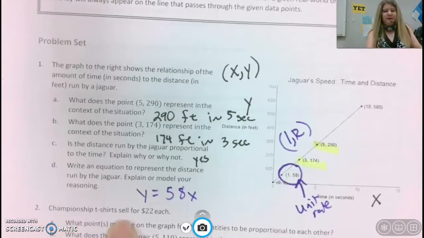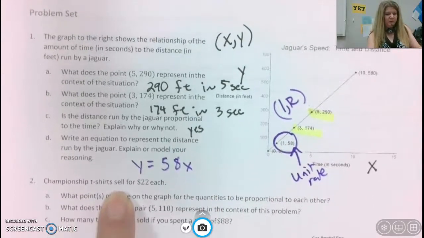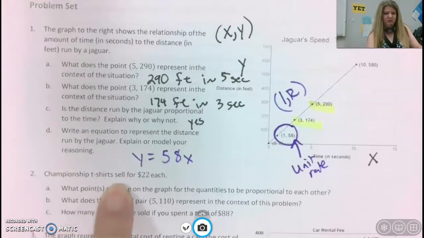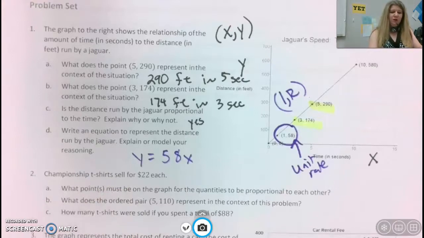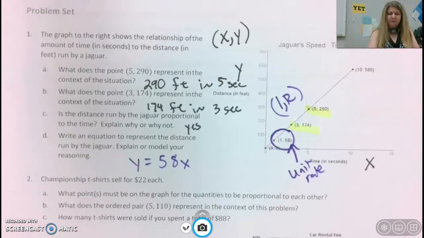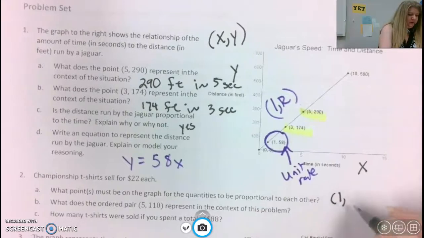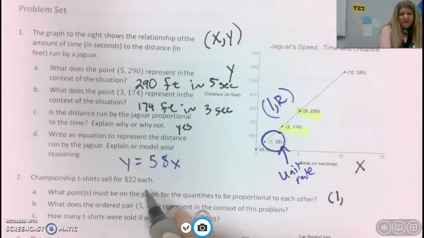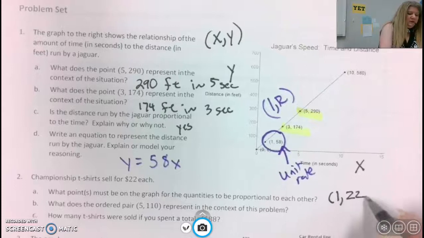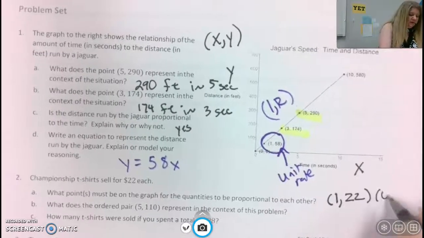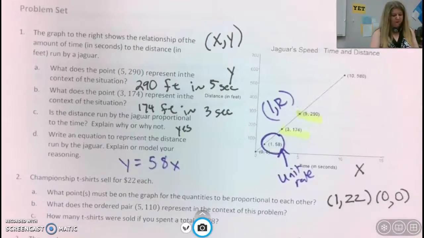Championship t-shirts sell for $22 each. What point or points must be on the graph for the quantities to be proportional? Well, I would need to have the unit rate. So in this case, if they're $22 each, it would be (1, 22). I also have to go through the origin, so that's (0, 0).